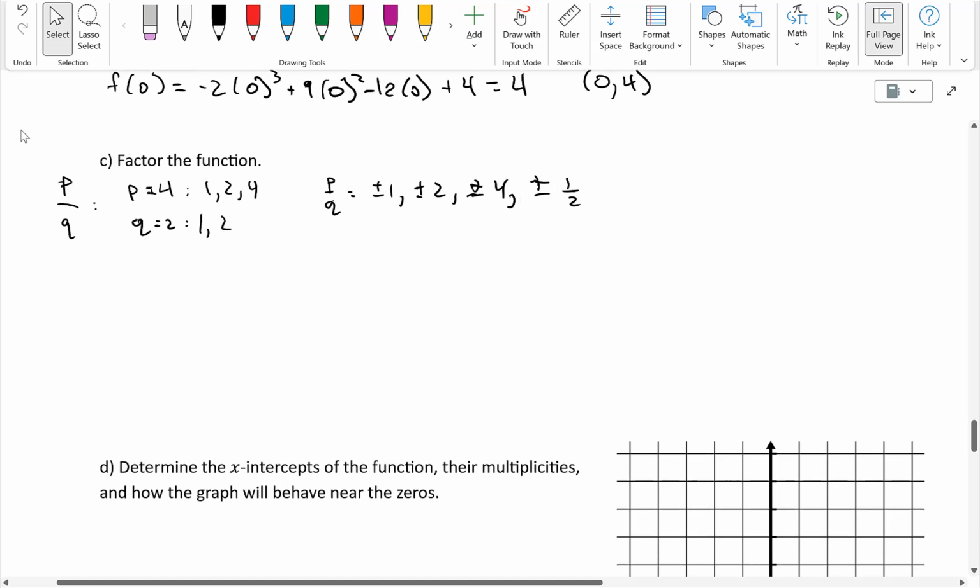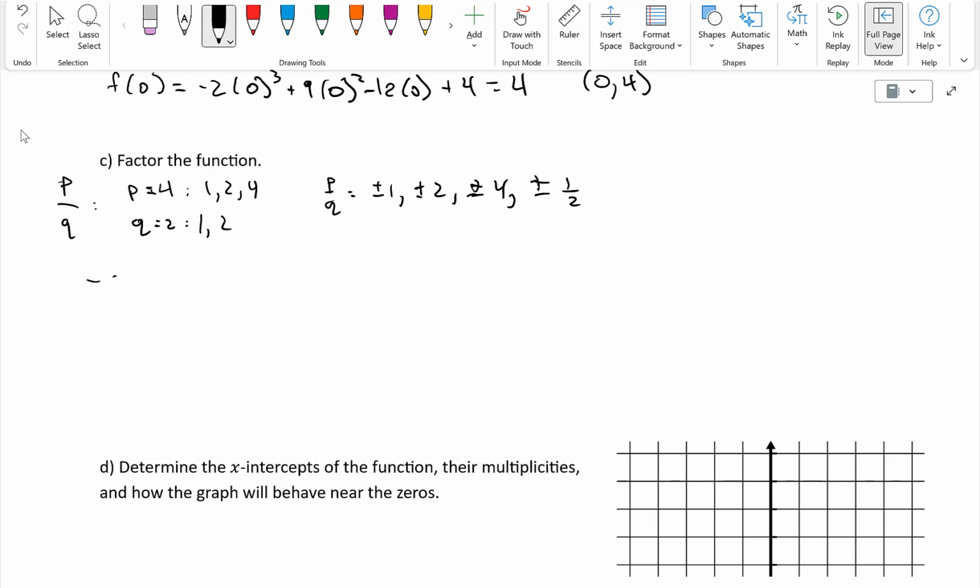Usually start with the easy ones. So let's put down our -2, our 9, our -12, and our 4 for our coefficients. And we'll try 1 for a 0. So bring down -2, multiply and add, multiply and add, multiply and add. Not 0, so we've got to try another.